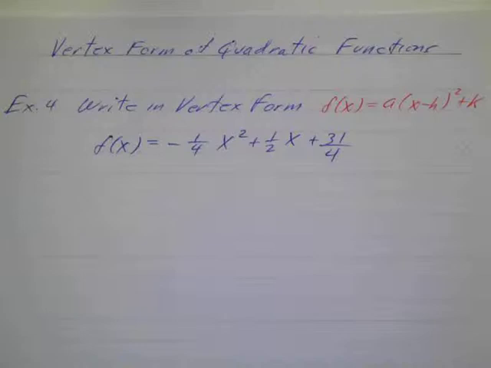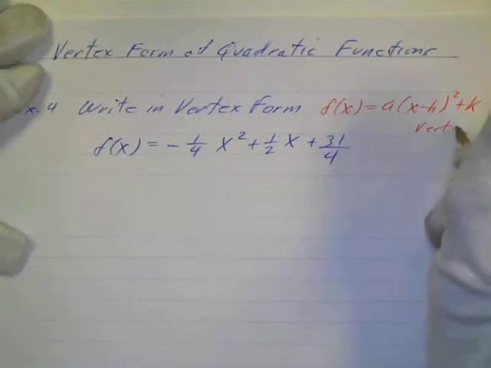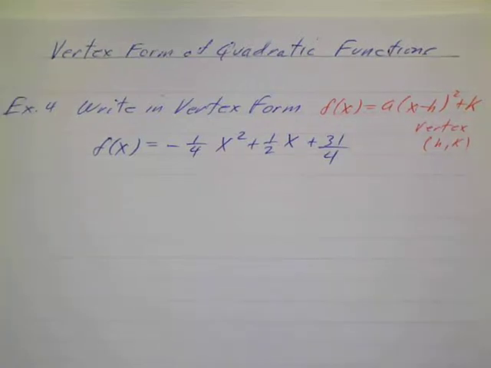So here's another example of writing quadratic functions in vertex form. Remember, the vertex form is f of x equals a times x minus h squared plus k. And remember, the vertex is the point h, k. All right.